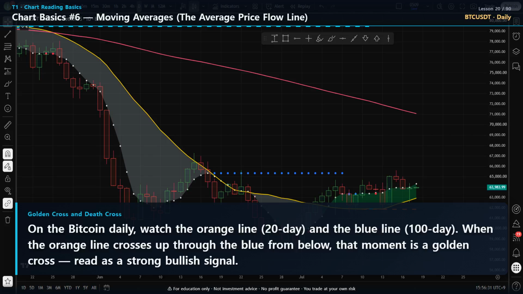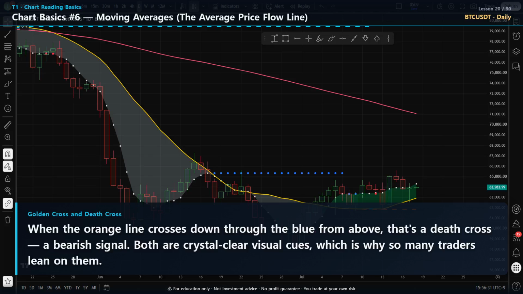On the Bitcoin daily, watch the orange line, 20-day, and the blue line, 100-day. When the orange line crosses up through the blue from below, that moment is a golden cross, read as a strong bullish signal. When the orange line crosses down through the blue from above, that's a death cross, a bearish signal. Both are crystal clear visual cues, which is why so many traders lean on them.